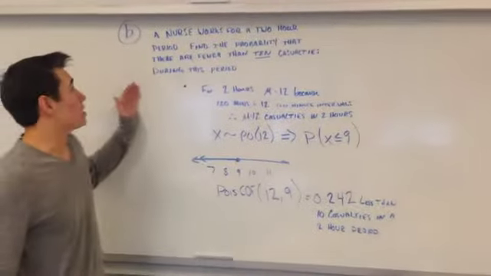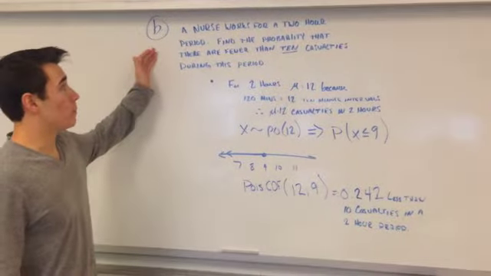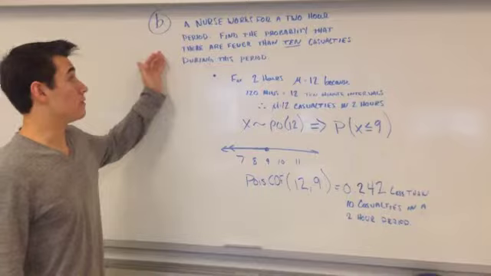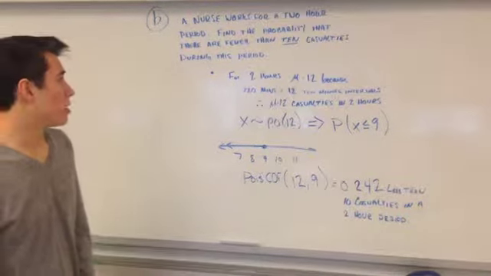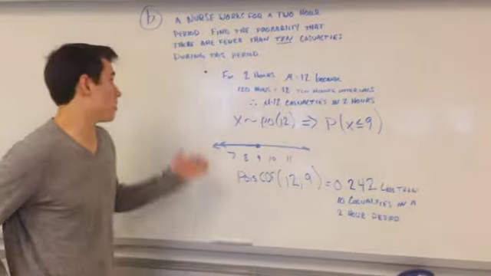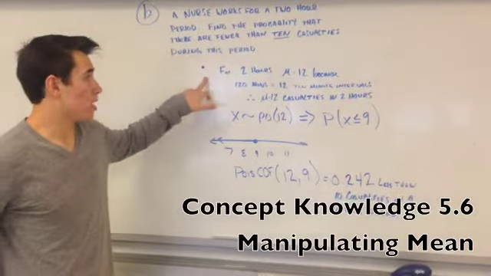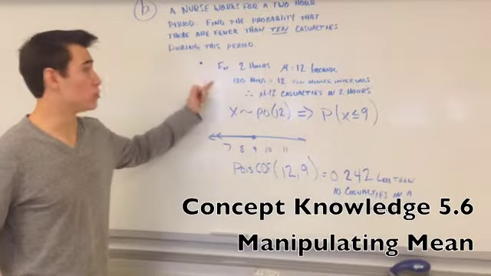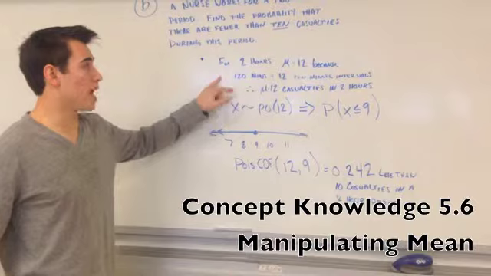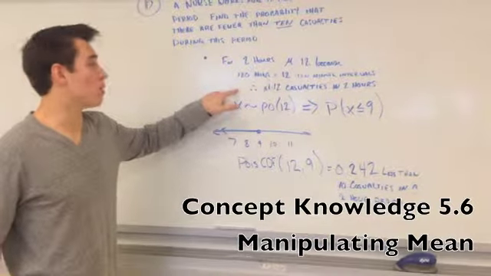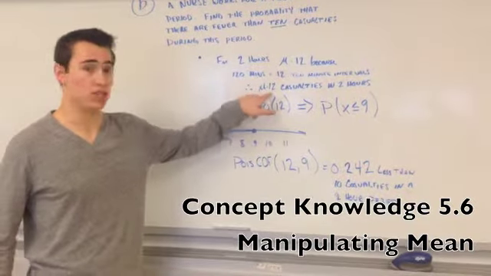So for part B, we're trying to solve for a nurse who works for a 2-hour period and find the probability that there are fewer than 10 casualties during this period. So we're going to need to manipulate the mean, or the mu. So for 2 hours, we're going to have a mu of 12 because for 120 minutes, that's 12 10-minute intervals, and because one casualty occurs every 10 minutes, we're going to get a mu of 12 casualties in 2 hours.